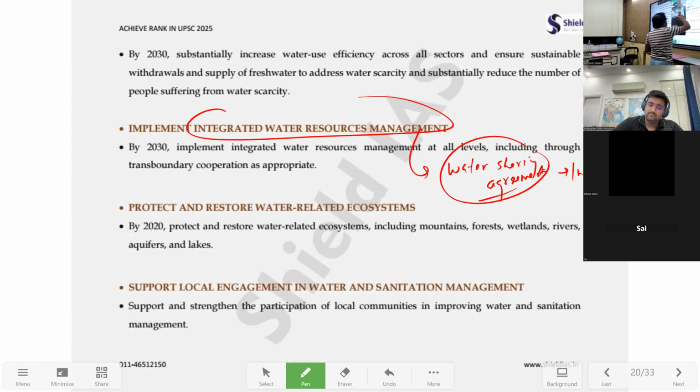Now, the same type of agreements is also required among the states. But what we find is that the Kaveri water dispute between Karnataka and Tamil Nadu is a recurring theme. So water sharing agreements are needed across borders, with neighboring countries, and also between states.